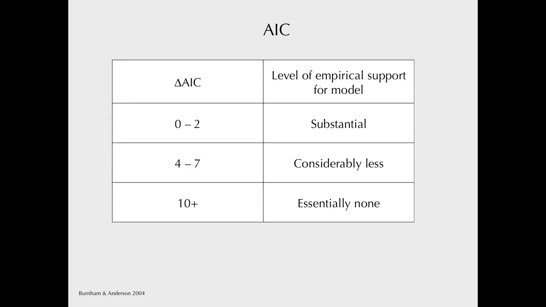And there are rules of thumb about this, and you can see they're very ad hoc. If two models are within two AIC units of each other, they're both pretty good. If one is four to seven worse, there's really less support for it, or at ten, basically no support. And again, this depends on your data set size. A lot of the comparative methods we've been doing, oftentimes the models are in this range.